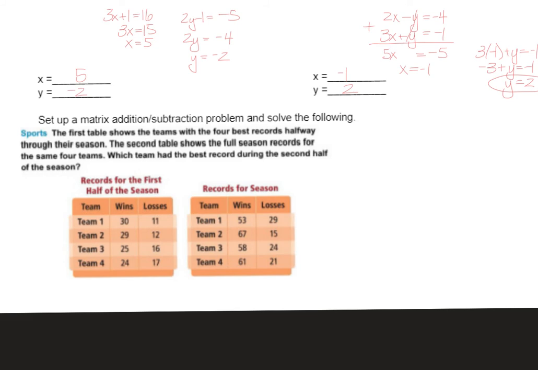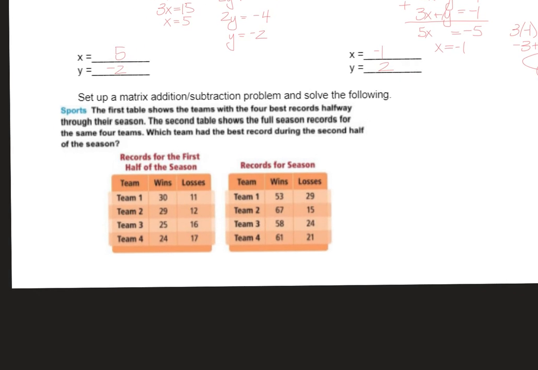All right, and then this word problem, which probably, if you were to solve this, you would just subtract the two numbers, because what they have is the records for the first half of the season, and then the records for the whole season, and they want to know what happened in the second half of the season. And usually, we would just say, okay, let's take the numbers from the whole season and subtract whatever happened in the first half of the season, and we'll get the second half. And yeah, that's true. That's actually exactly what we're going to do.